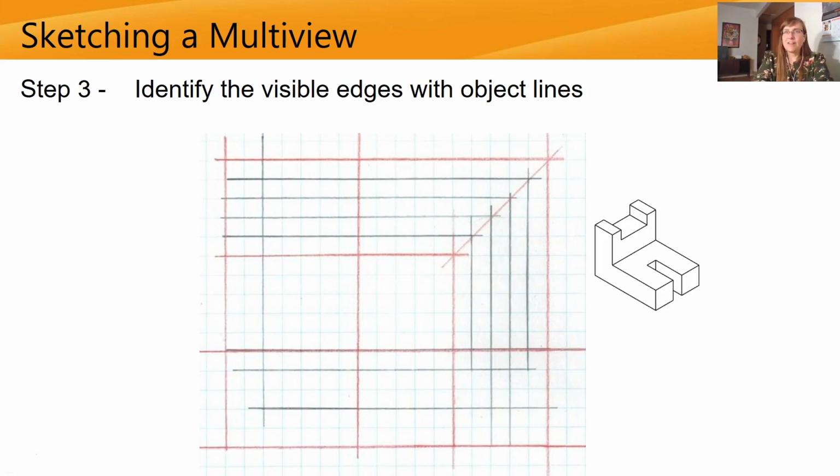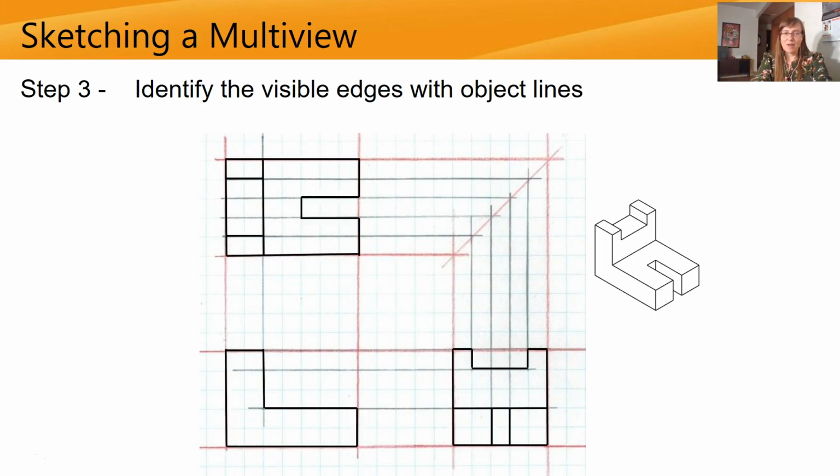So we can also identify any visible edges with object lines. So again, this might be kind of tricky, but you can always erase if you are using pencil. But we can darken up some object lines we have here. So our front view is the easiest. It's just shaped like an L.